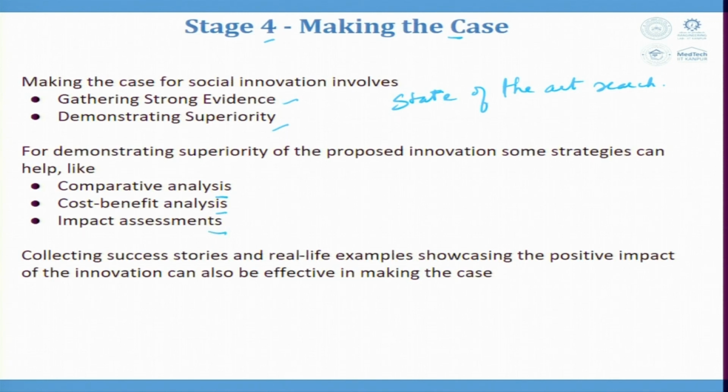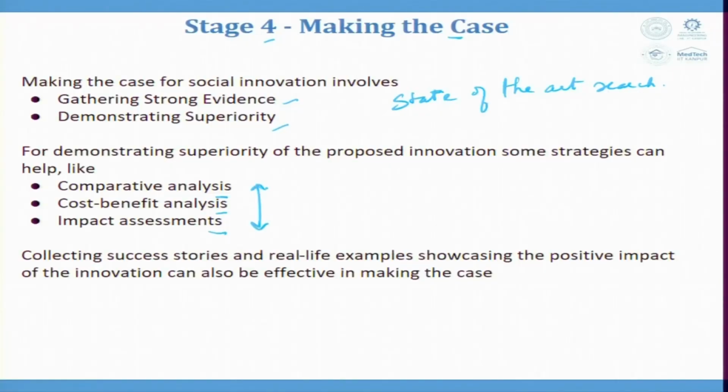So, what we are trying to say is, already there is a solution, you have developed your solution, how do you compare that your solution is much better than them? So, it is comparative analysis, cost benefit analysis and impact assessment. These are the three strategies which will help you to develop the proposed innovation. So, collecting success stories and real life examples showcasing the positive impact of the innovation can be effective in making the case. So, stage 4 is making the case.